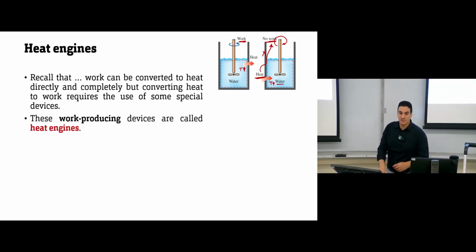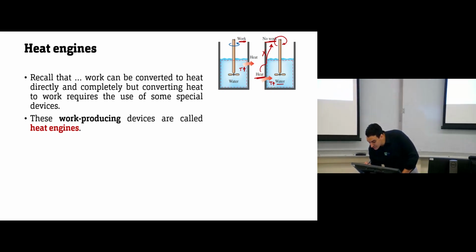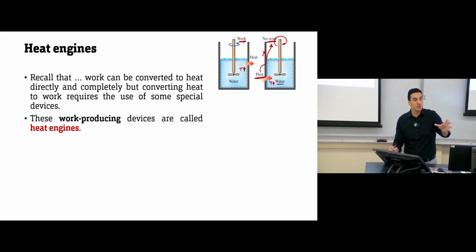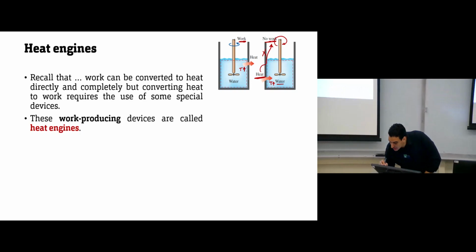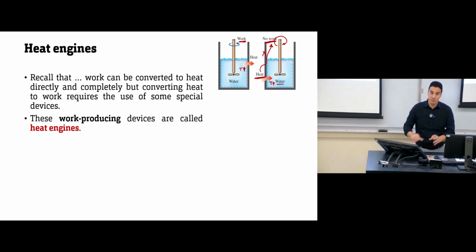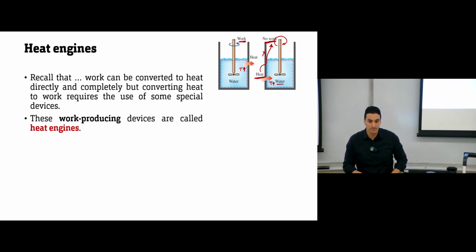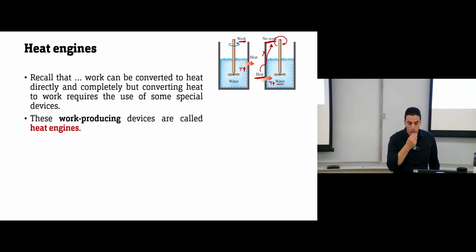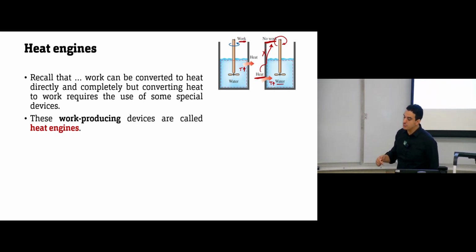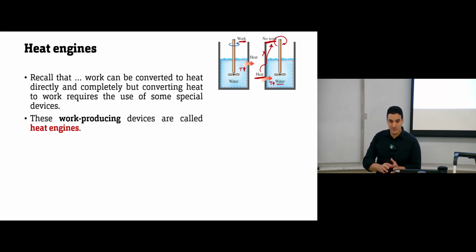So these heat engines can help you: if you have heat, with these devices, this heat can be converted into work. And by these devices, you can obtain work from heat. Clear? Okay. So this is the whole idea of heat engines. They are called work-producing devices. These devices produce work, and the input of these devices is heat.